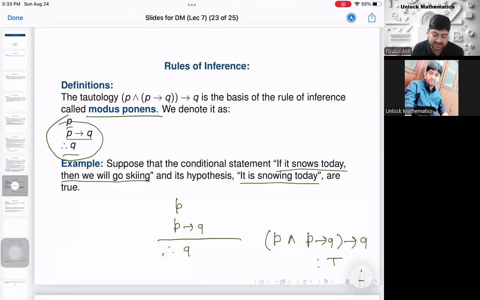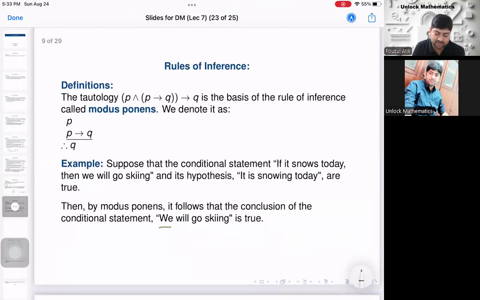And then you have this example that we have already discussed. If it snows today, then we will go skiing. And its hypothesis is it is snowing today, then what will come as a conclusion? We will go skiing, right? Yes, so the conclusion will be we will go for skiing. It will be true.